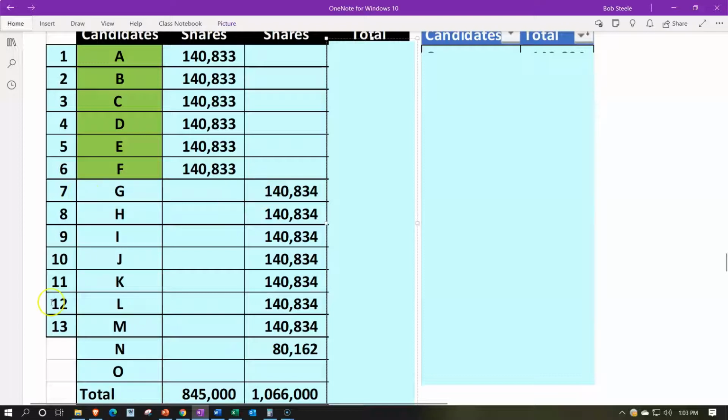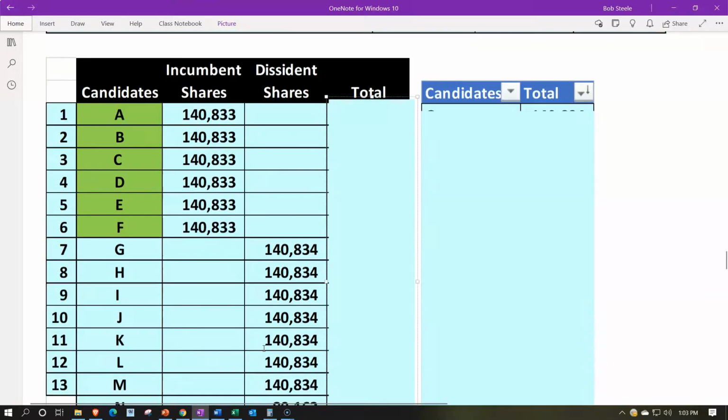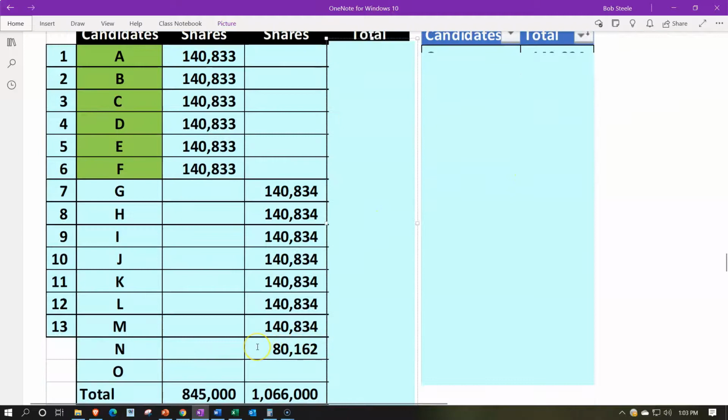We gave up 7 through 13 seats, but they all have to beat our candidates in order to push out one of these top 6 that we have in place here. So they could try to beat us out by 1 if they know what our strategy is. And then this last one here isn't going to be enough. So we're adding up to 1,066,000. That's the number of votes that the dissidents have. They don't have enough to kick out one of those 6.